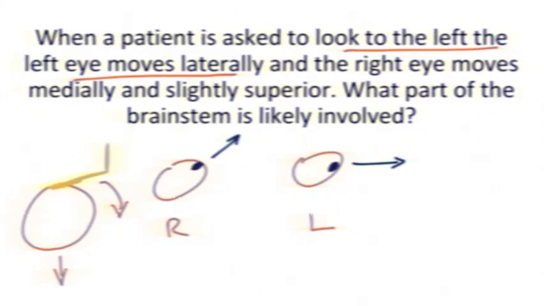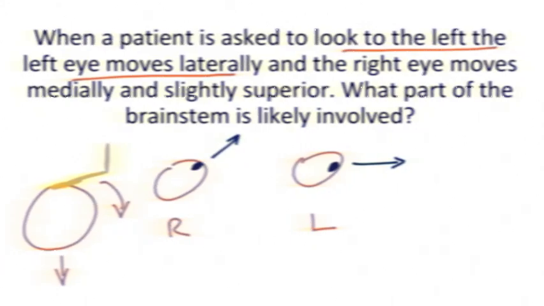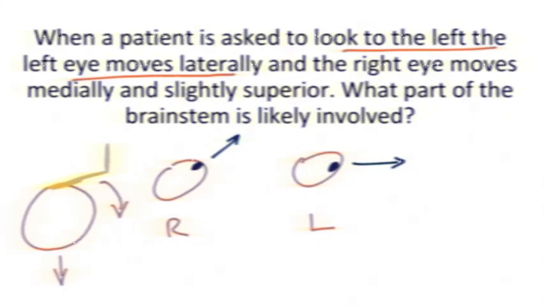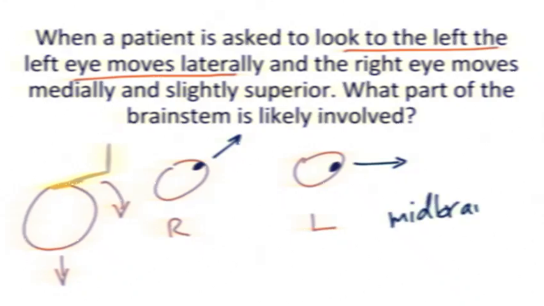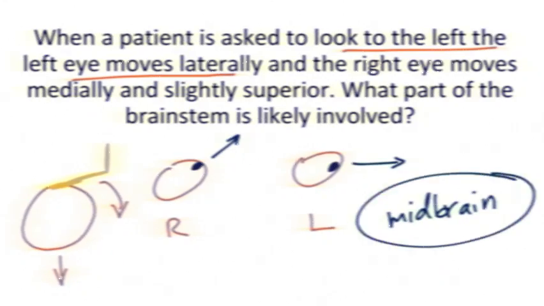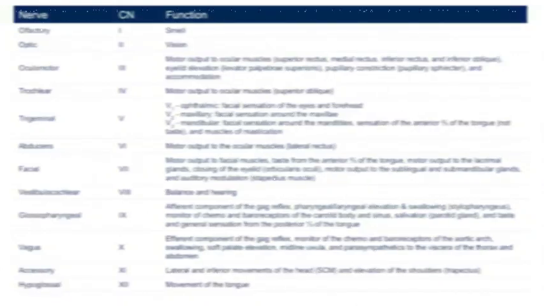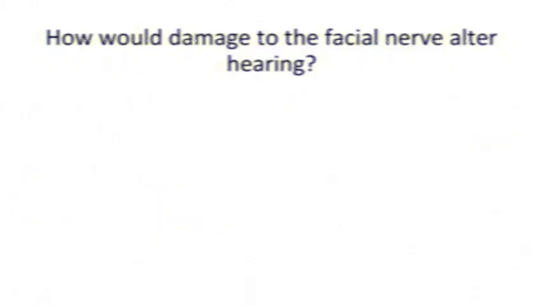Okay, so we know that the trochlear nerve is damaged, but the question is asking what part of the brainstem is likely involved. In order to get this question right, we need to recall that cranial nerves 3 and 4 emanate from the midbrain. So in this case, the midbrain is likely involved. Again, this is table 8.1 from your text, which tells us that the trochlear nerve provides motor output to the superior oblique muscle.